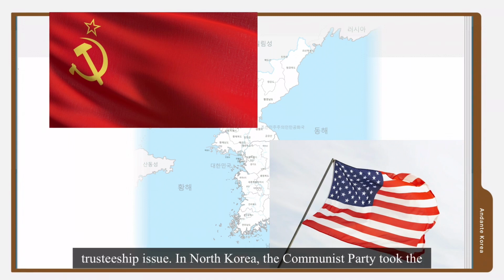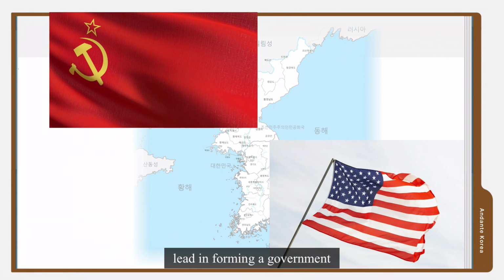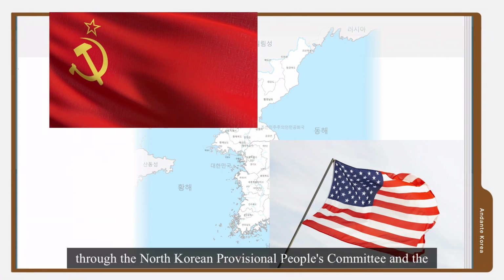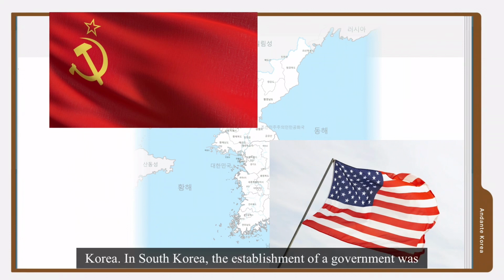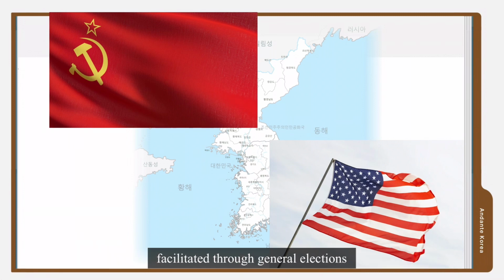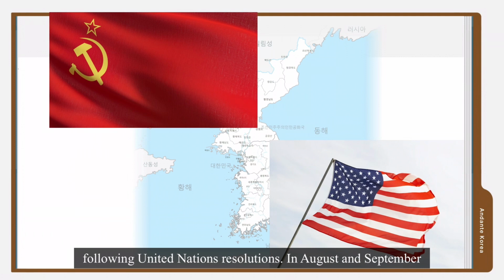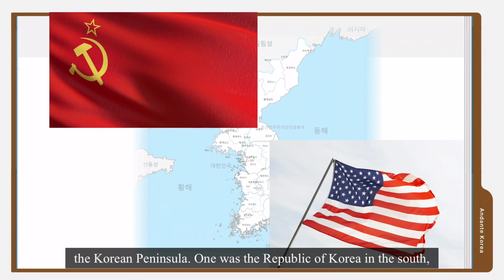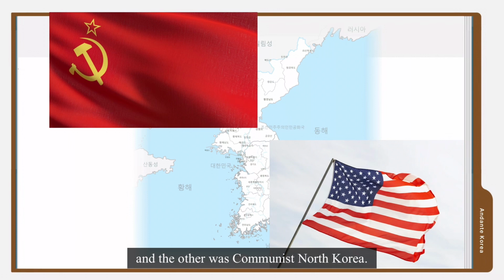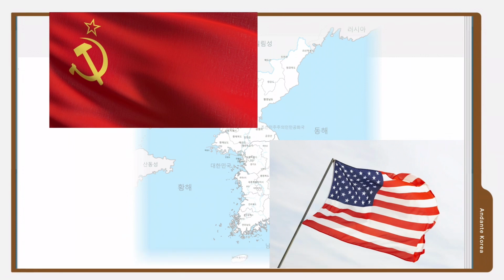In North Korea, the Communist Party took the lead in forming a government through the North Korean Provisional People's Committee and the People's Committee of North Korea. In South Korea, the establishment of a government was facilitated through general elections following United Nations resolutions. In August and September 1948, 2 systems were established on the Korean Peninsula. One was the Republic of Korea in the south, and the other was Communist North Korea.